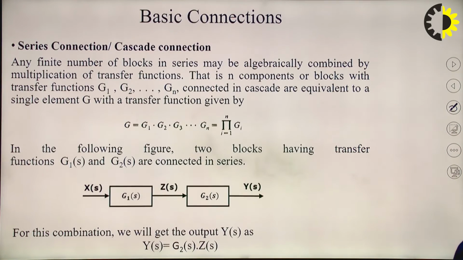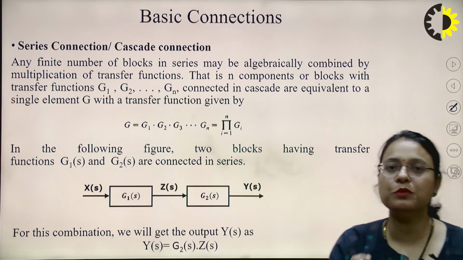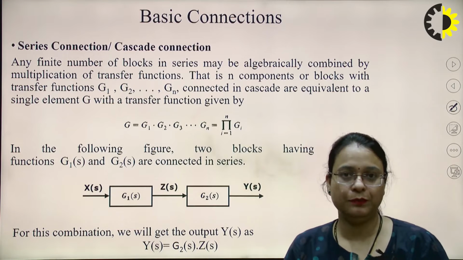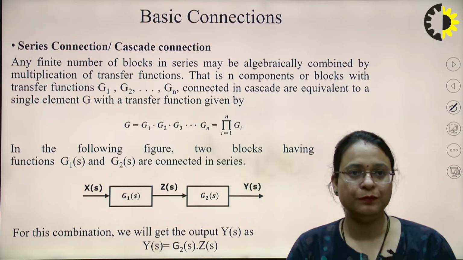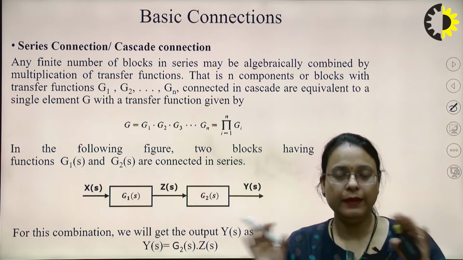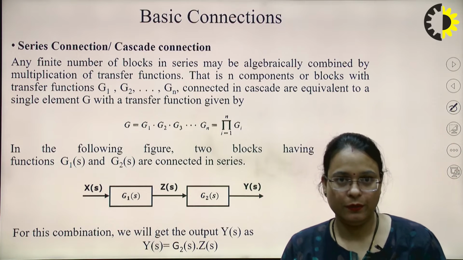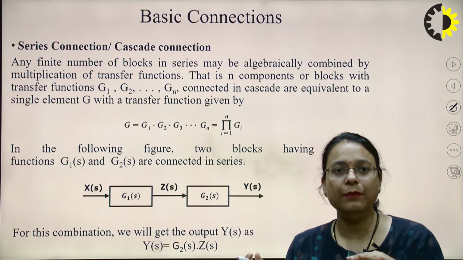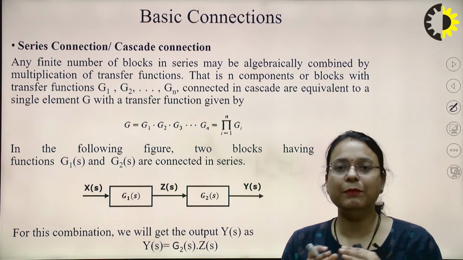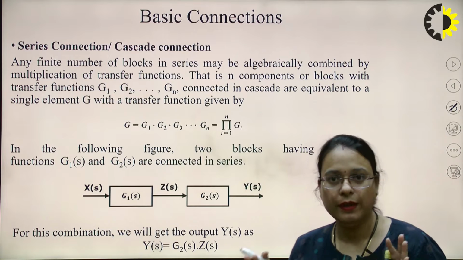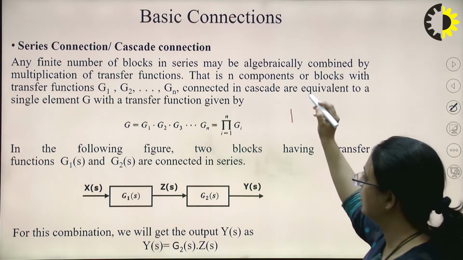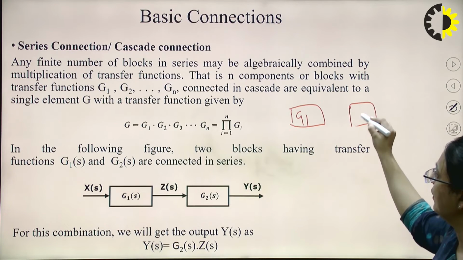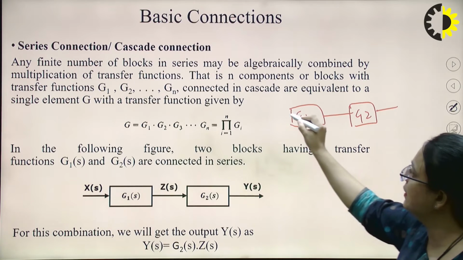Okay. Now, what are the basic connections that are used in the block diagram system? The first one is the series connection, also called the cascade connection. Basically, in a series connection, any number of blocks which are connected in series can be algebraically combined by the multiplication of the transfer functions. Let's say we have two blocks, one with transfer function g1 and another with transfer function g2, connected in series.